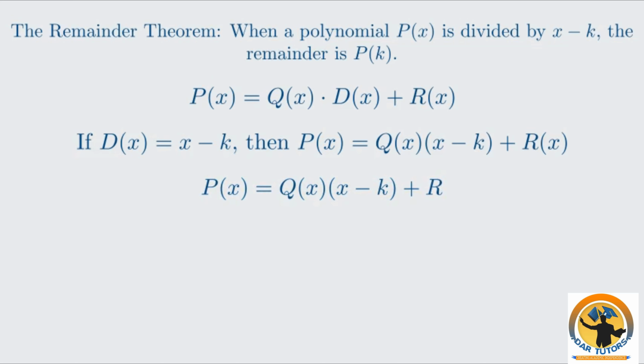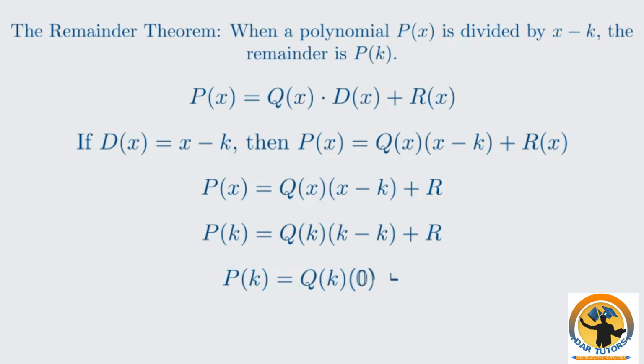Now let's substitute x equals k into this equation. We get p of k equals q of k times the quantity k minus k plus r. Since k minus k is 0, the entire first term, q of k times 0, becomes 0. This leaves us with p of k equals r. This proves the theorem. The remainder is equal to the polynomial evaluated at k. Let's see this in action with an example.